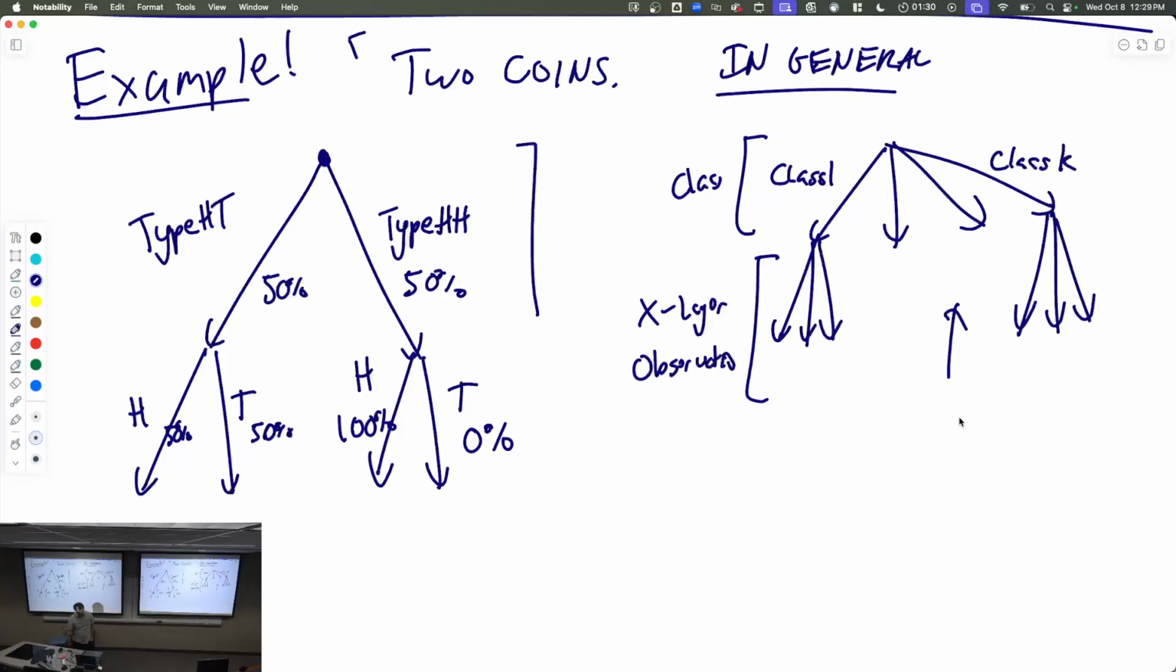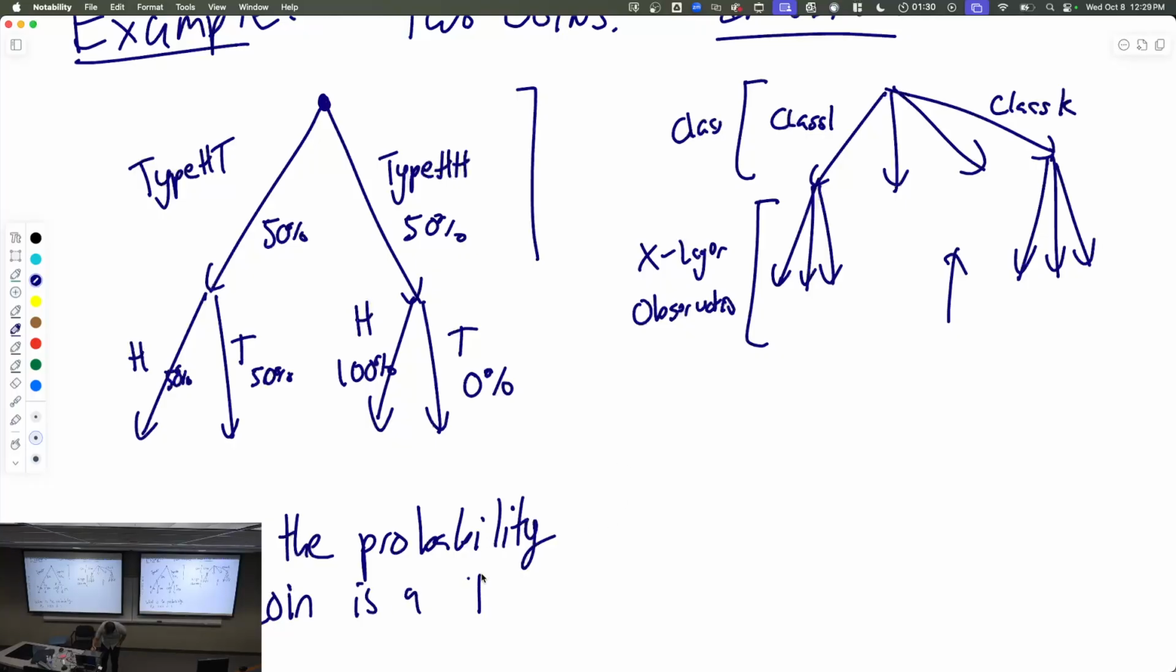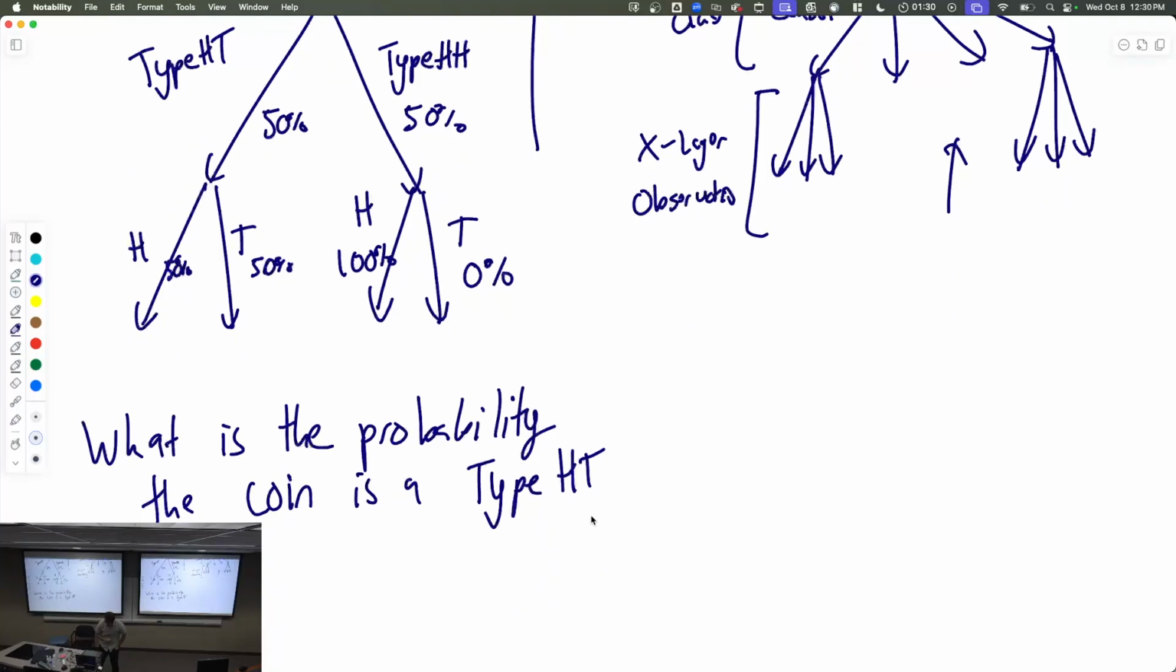Okay, but we have to answer our original question, which is, what is the probability the coin is a type heads tails coin, given our observation? And this is the part that I think throws people off for this question. Given our observation, we're calculating a conditional probability.